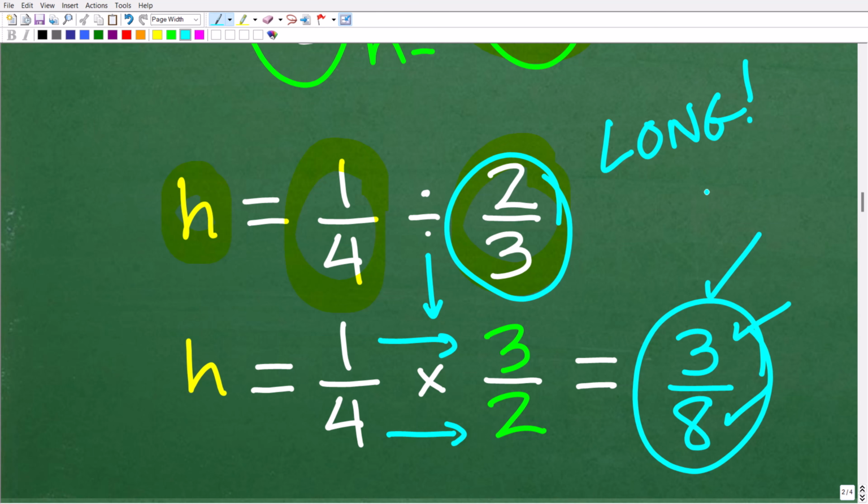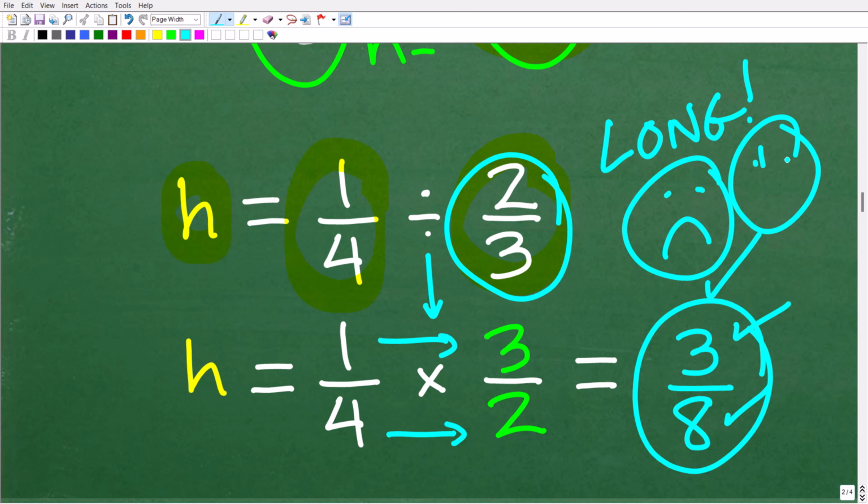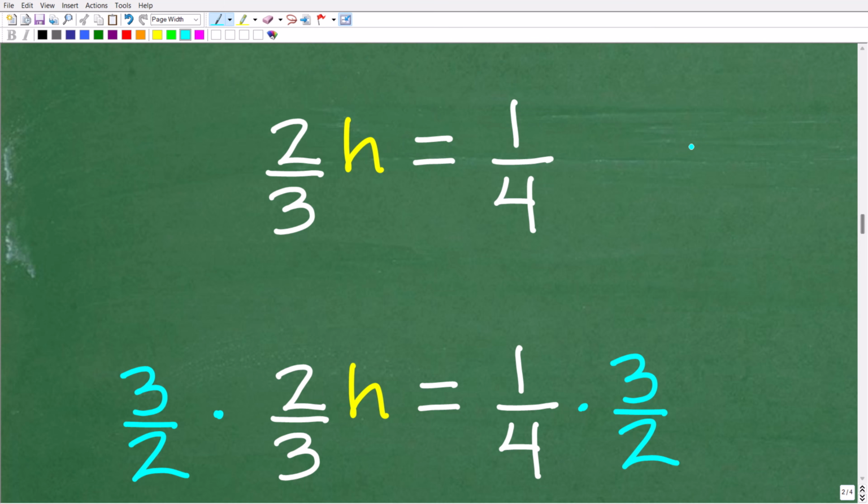All right. Now, if you're saying, hey, Mr. ACCUPLACER Math, man, that's a lot of work. Can you show me the faster way? Well, I absolutely can, and I'm going to show you that right now. Again, anytime you have an equation in algebra, you're trying to get the variable all by itself on one side of the equation. So here we want h is equal to some number.